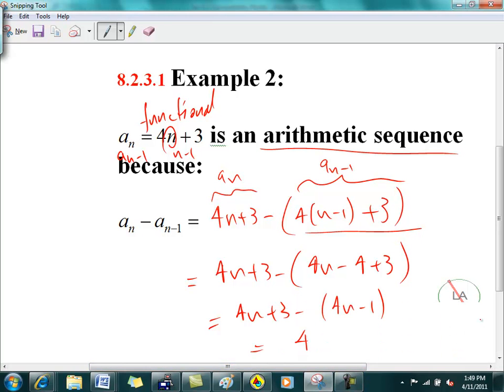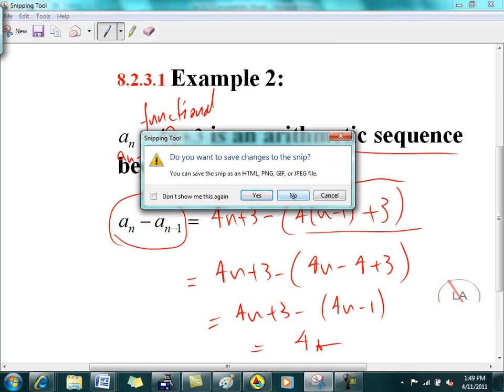People, listen up. What this is saying is that if I take any two consecutive terms, I haven't given n a value there, I'm saying any two consecutive terms in the sequence, I get a constant number 4, which is the definition of an arithmetic sequence. So this is indeed an arithmetic sequence, okay?